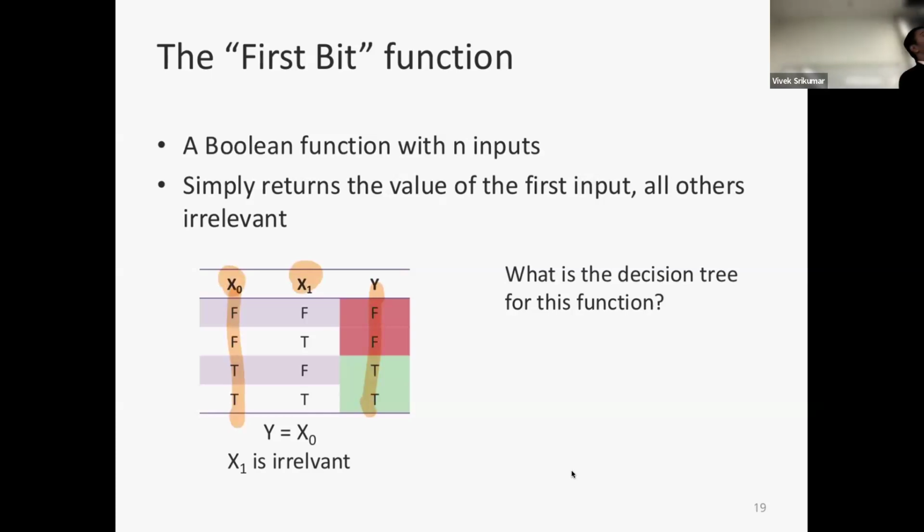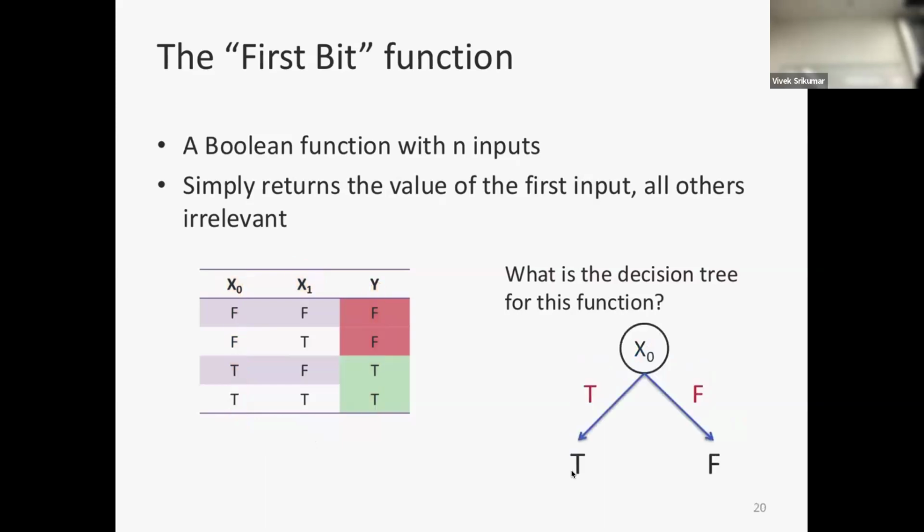Can someone tell me what's the decision tree for this function? Yeah. If x0 is false, the label is false. If x0 is true, the label is true. It looks something like that.